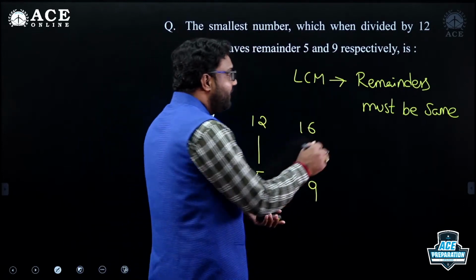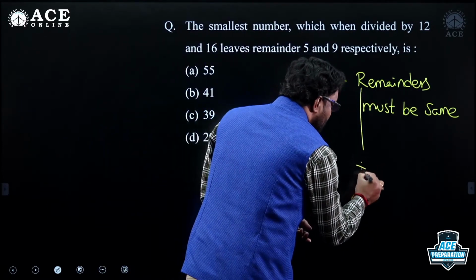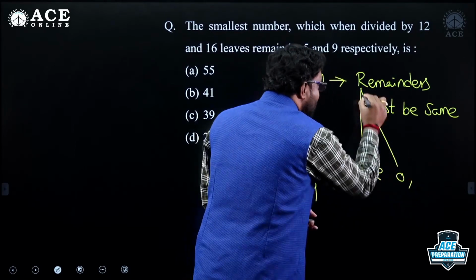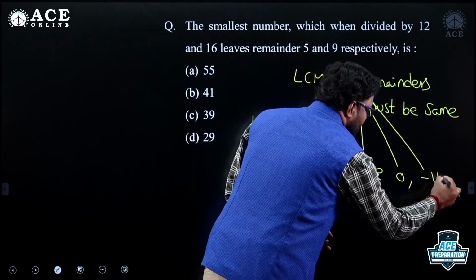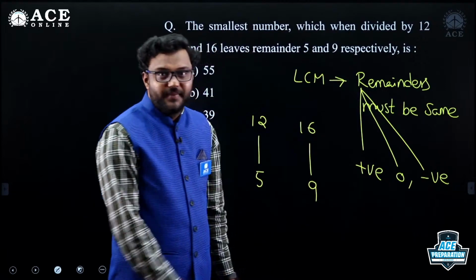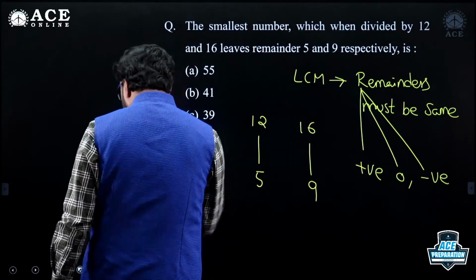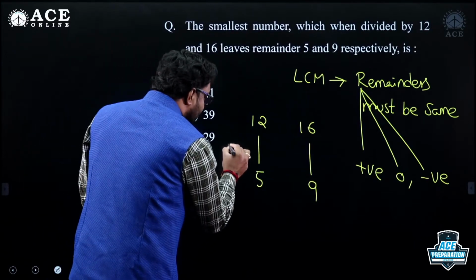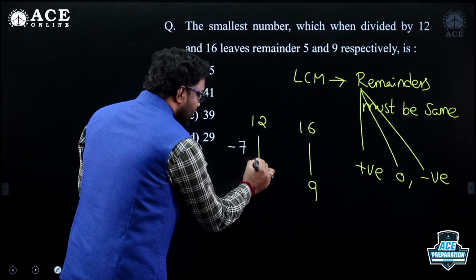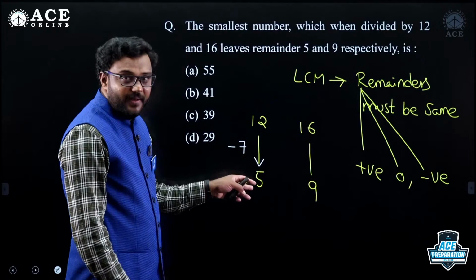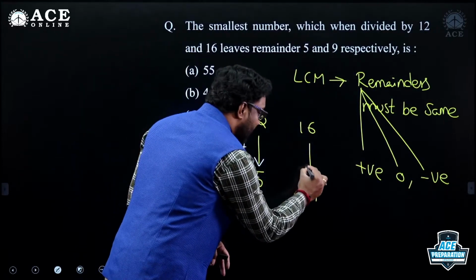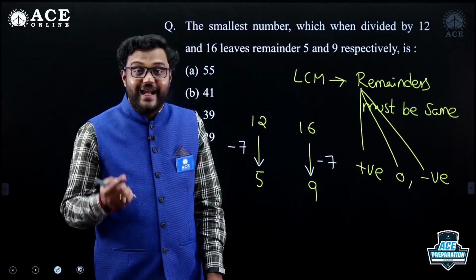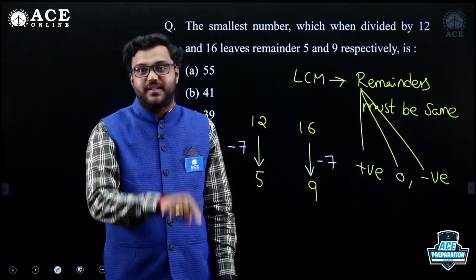Remainders have different cases, like a positive remainder or 0. We can consider a negative remainder also. So what is that negative remainder? Yes, when a number is divided by 12, remainder 5 means I can take it as minus 7 also. If you recall the number systems topic, my dear friends, I discussed the remainders concept with negatives as well.